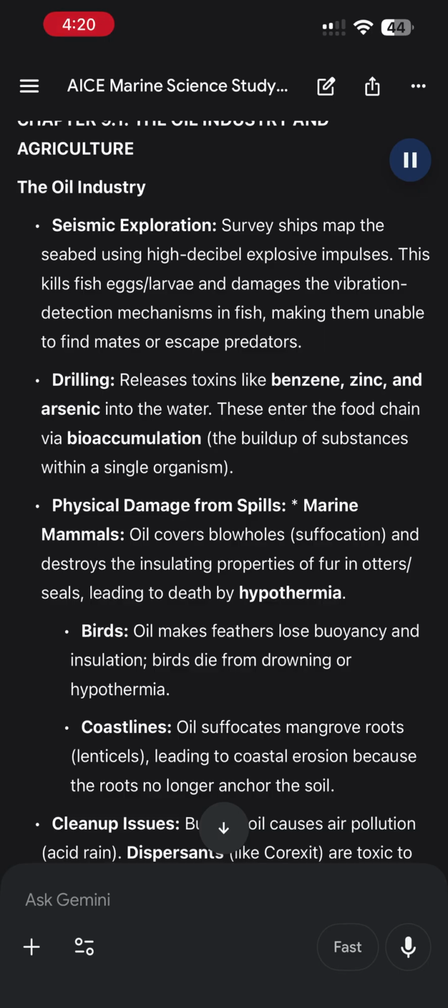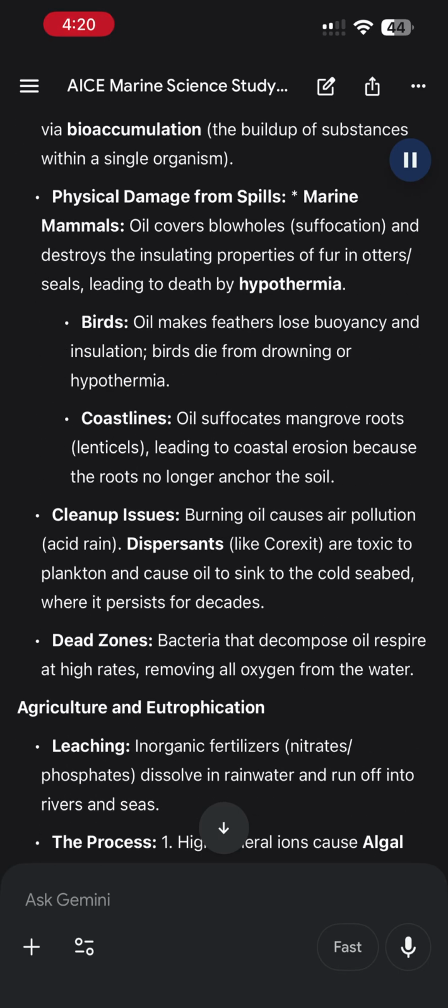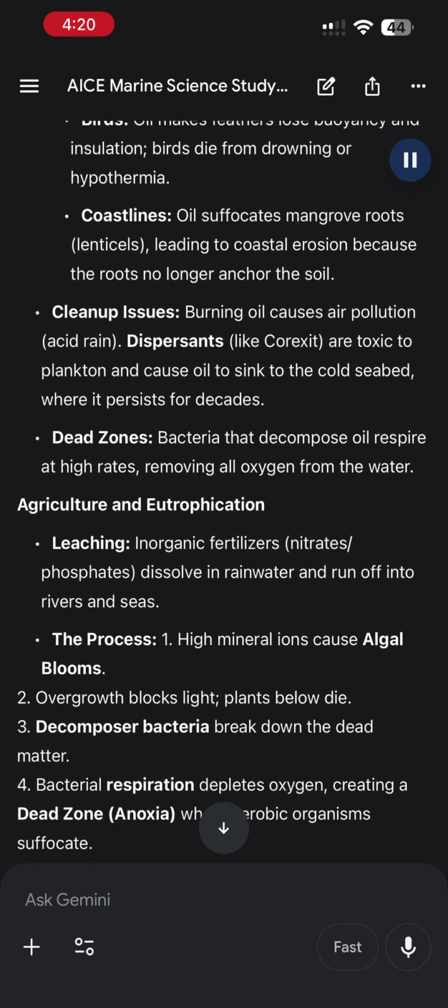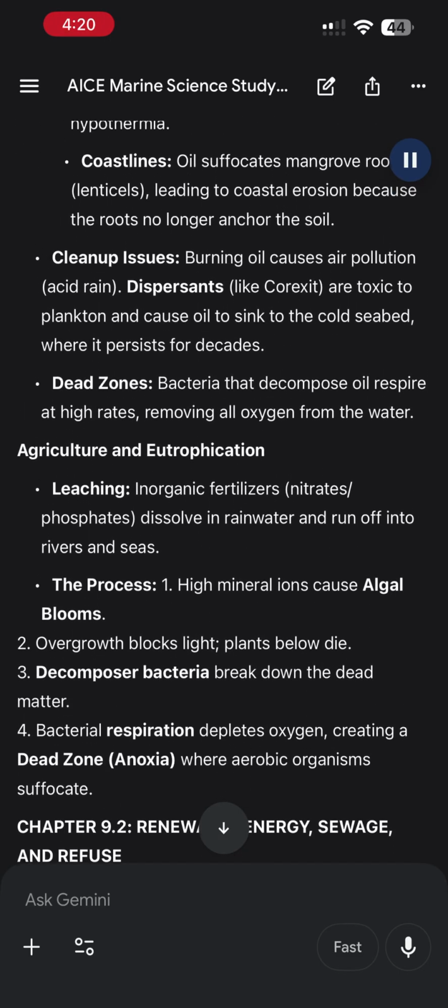Birds. Oil makes feathers lose buoyancy and insulation. Birds die from drowning or hypothermia. Coastlines. Oil suffocates mangrove roots, lenticels, leading to coastal erosion because the roots no longer anchor the soil. Cleanup issues. Burning oil causes air pollution, acid rain.